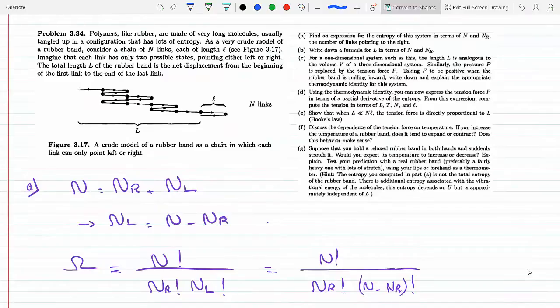Okay, part C says: for a one-dimensional system such as this, the length L is analogous to the volume V of a three-dimensional system. Pressure P is replaced by tension force F. Take F to be positive when the rubber band is pulling inwards. Write down and explain the appropriate thermodynamic identity for the system.